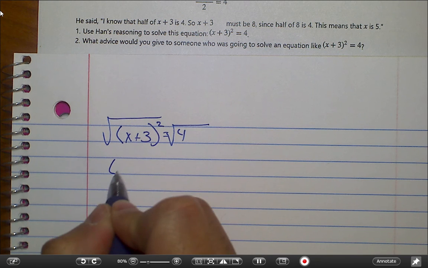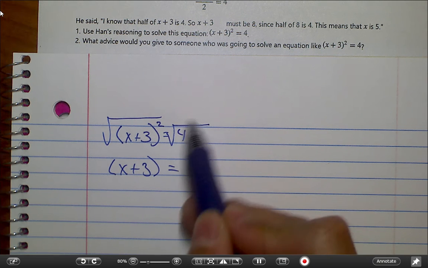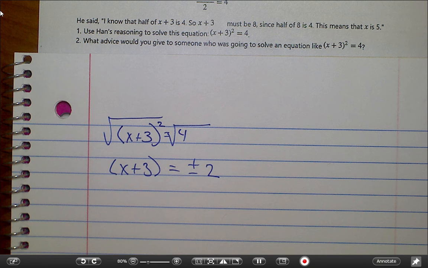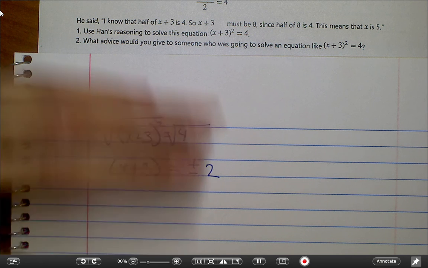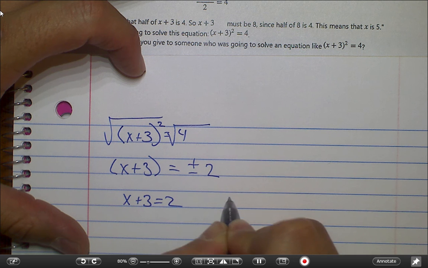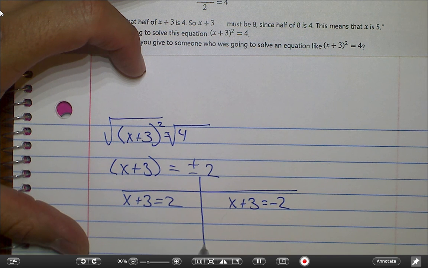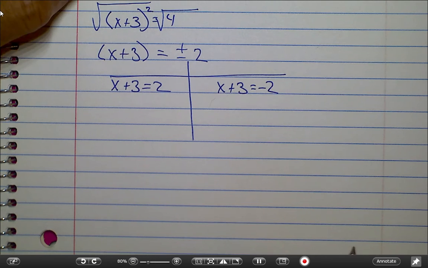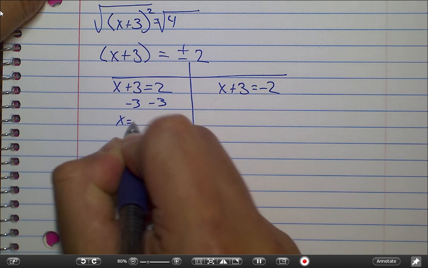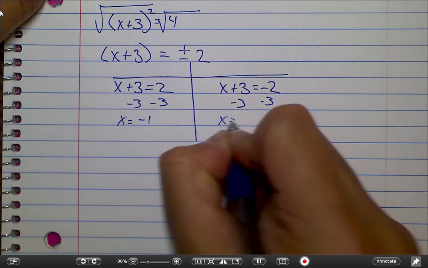So it's going to be x plus 3 equals 2? Nope, plus or minus. Very good. Plus or minus 2. And now at that point, we're going to separate it into two separate equations. So it's going to be x plus 3 equals 2 and x plus 3 equals negative 2. And solve. All right, so let's solve for it now. Minus 3 minus 3, x equals negative 1. Minus 3 minus 3, x equals negative 5.